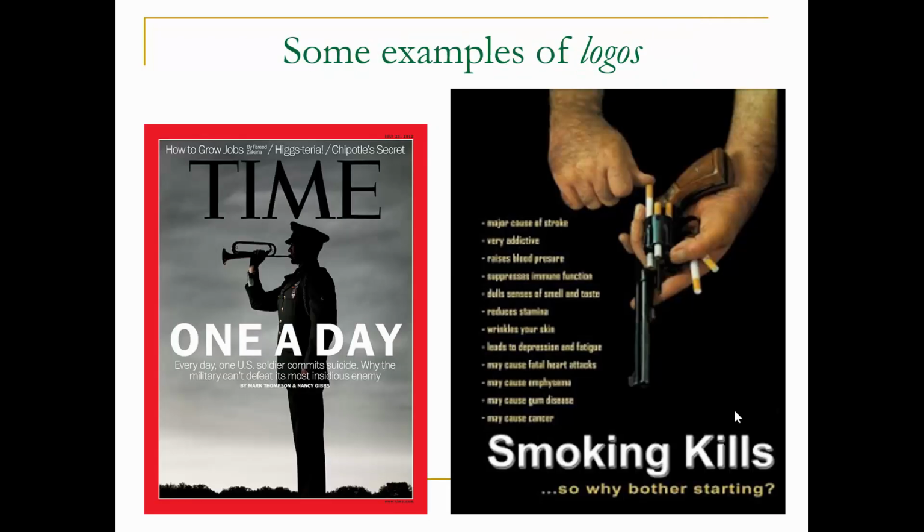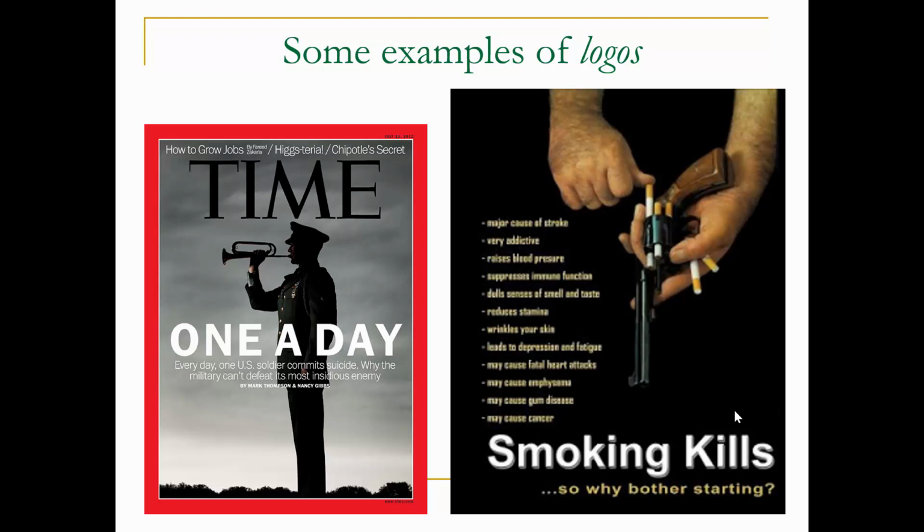So here's some examples of logos kind of in the real world. So on the Time magazine, there's an emotional component here to the graphic image of a soldier, and it says one a day. Every day, one U.S. soldier commits suicide. Why the military can't defeat its most insidious enemy. So there you have a statistic.